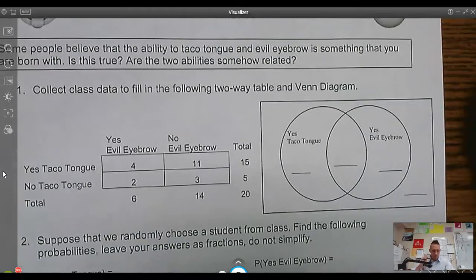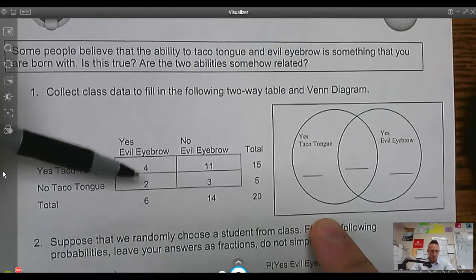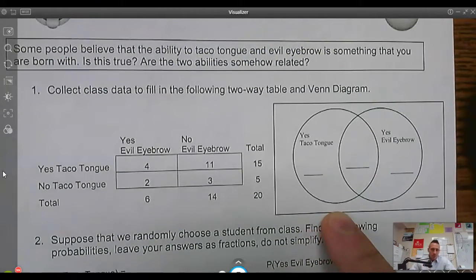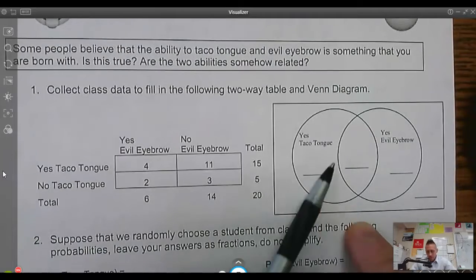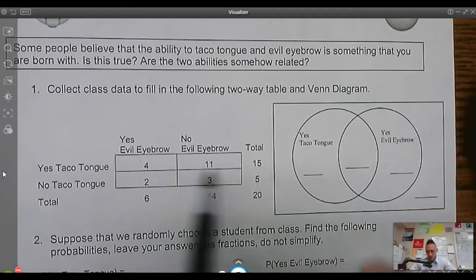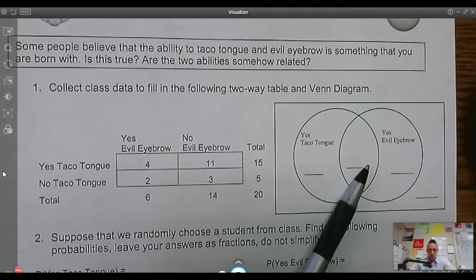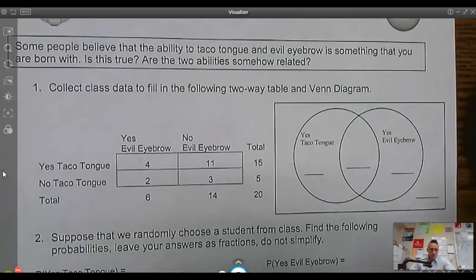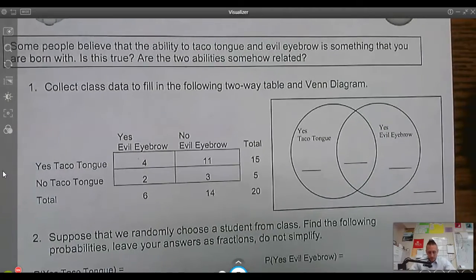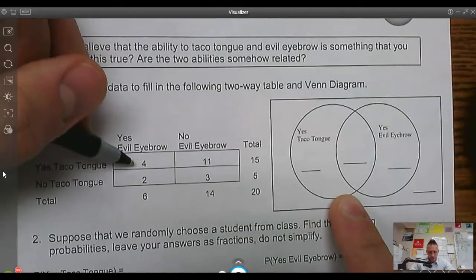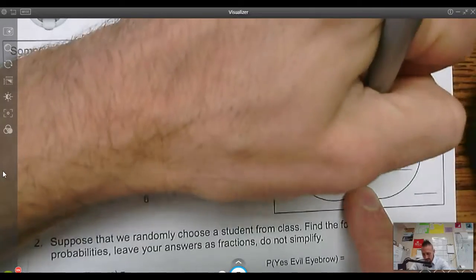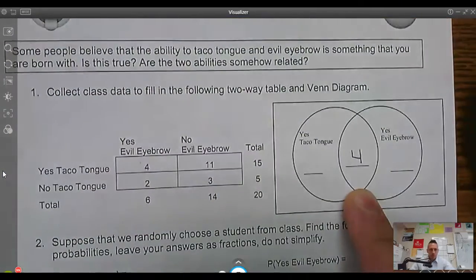In order to do this, I need to start thinking about where these are going to go. So what I'd encourage you to do: use a pencil, pause the video, and see if you can fill in these 4 numbers in the middle of the table where they go here, and then check as I talk through it and see if you got them right or wrong. I'm going to start with the easiest. Yes, evil eyebrow, and yes, taco tongue. That's going to be the intersection. So the 4 is going to go there.